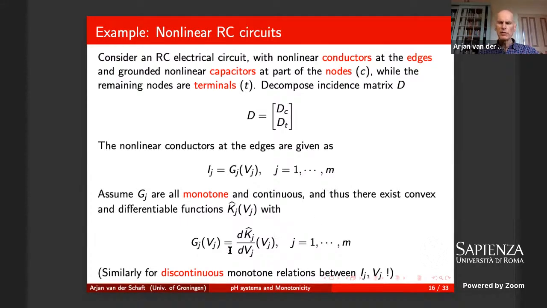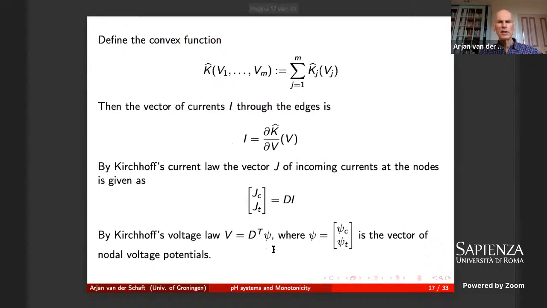Now, if it is continuous, that means that there is a convex and differentiable function corresponding to every edge, such that we have in fact this. So, like this. Then we define the full function k hat, depending on the voltages across the edges like this, as the sum of all these functions. And then we have that the vector of currents through the edges is given like this.